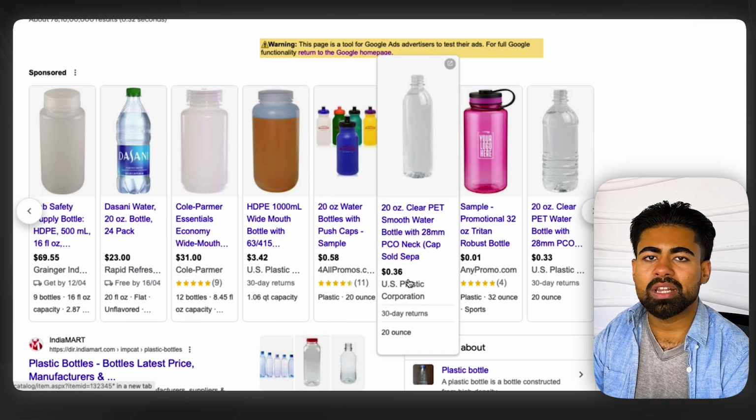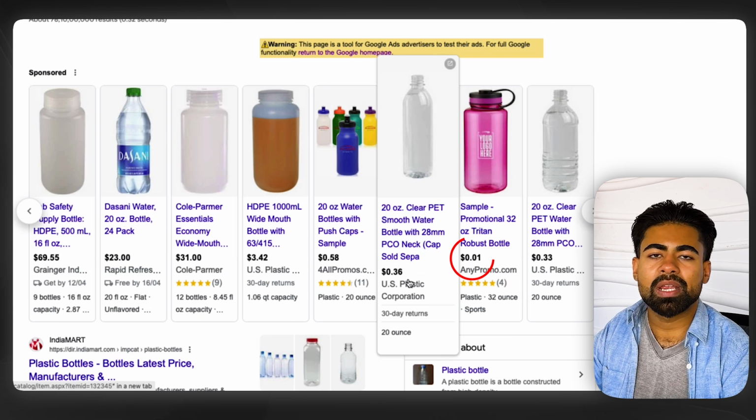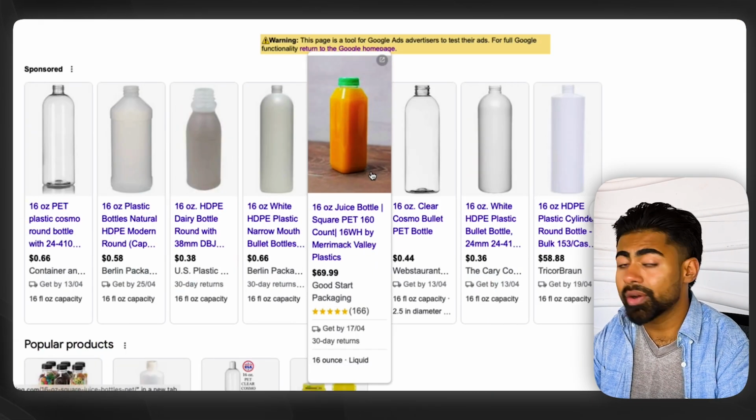It's not just about offering the lowest price. It's not just about being the most convenient to your user. It's about being something that's bold. It's about being something that makes a statement. And that's exactly what this brand right here does.